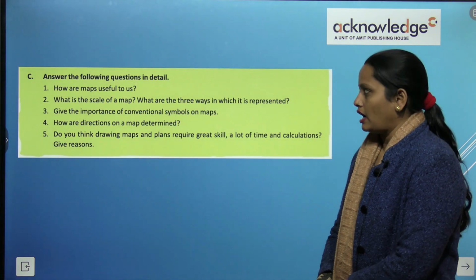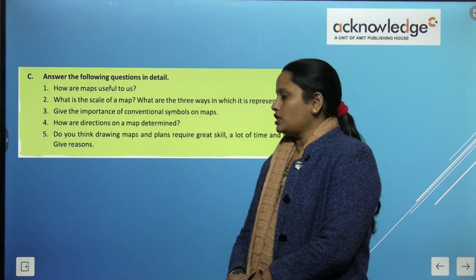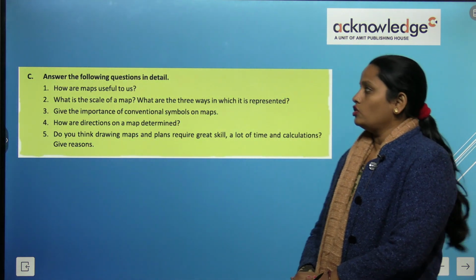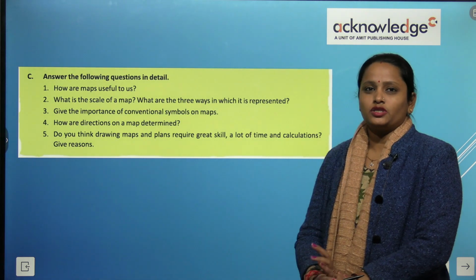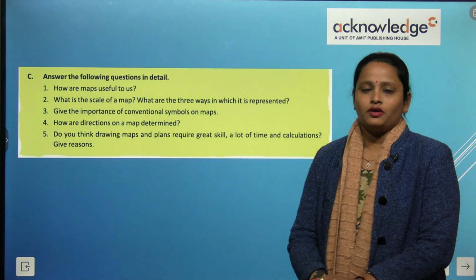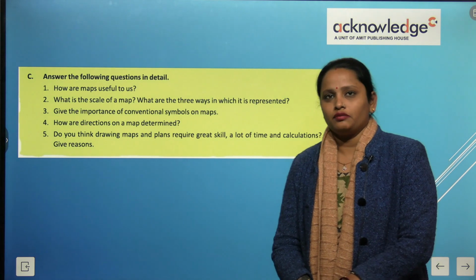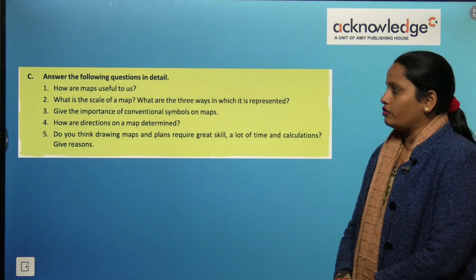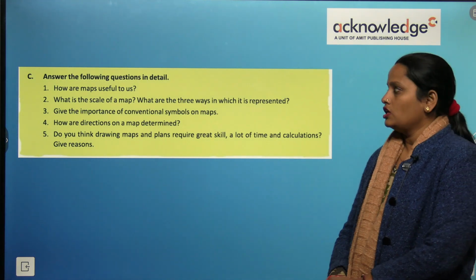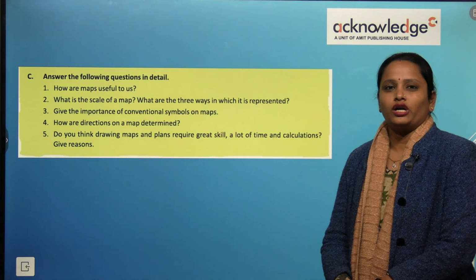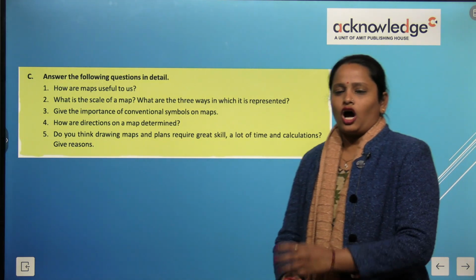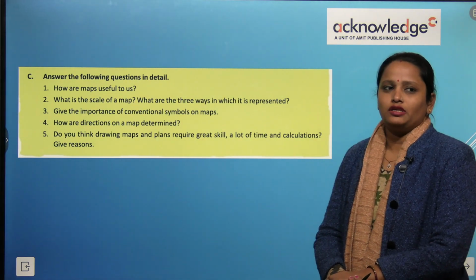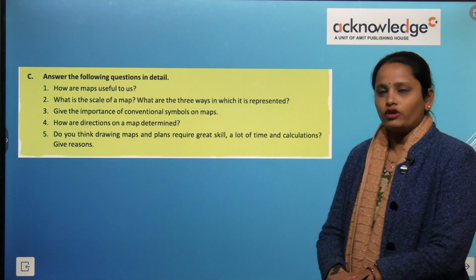Now let's answer these questions. The first question is, how are maps useful to us? So for knowing about a particular place, we need a map so that we can easily find out that place. That's why maps are useful to us. And what is the scale of a map? Scale is used to tell the proper location of that place and how much area that place is occupying, and this can only be measured with the scale of a map.